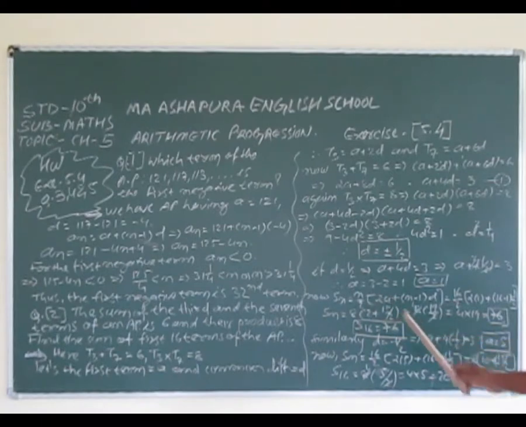Now cross multiply and simplify the bracket. Finally we get 2 2s are 4 plus 15 is equal to 19 by 2. 8 multiplied by 19 by 2. Now 2 divided by 8 and we get 4. So finally 4 multiplied by 19 is equal to 76. So first answer in the first case, if d is equal to 1 by 2, S16 is equal to 76.